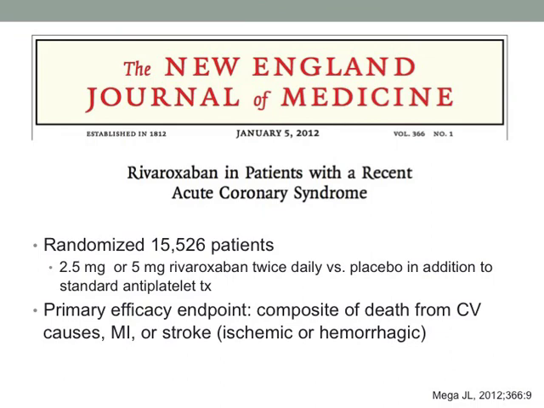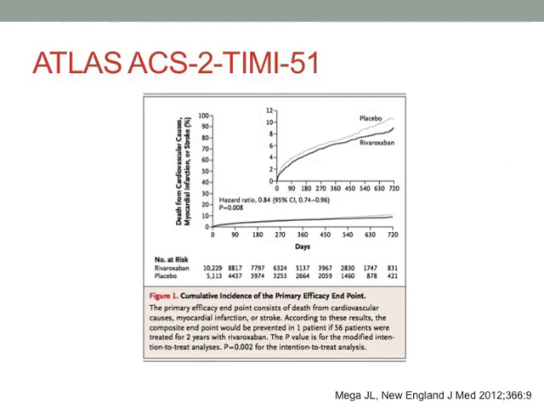Finally, rivaroxaban was studied in acute coronary syndrome in the ATLAS trial, and this looked at 15,000 patients who were randomized to low-dose rivaroxaban, so lower than what we use in atrial fibrillation or venous thromboembolism, versus placebo in addition to standard antiplatelet therapy. And the primary efficacy endpoints were a composite of death from cardiovascular causes, MI, or stroke.